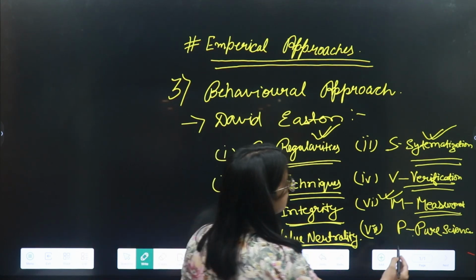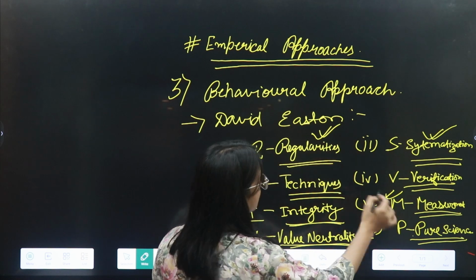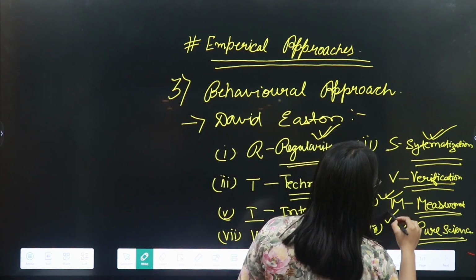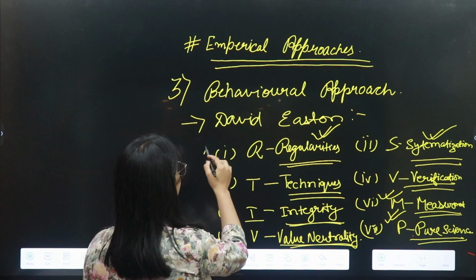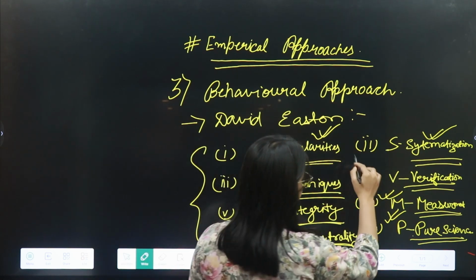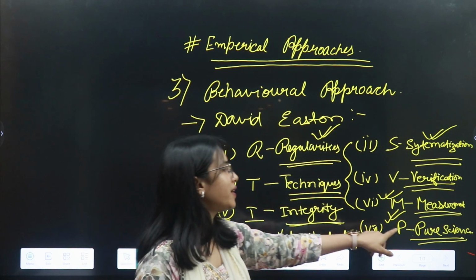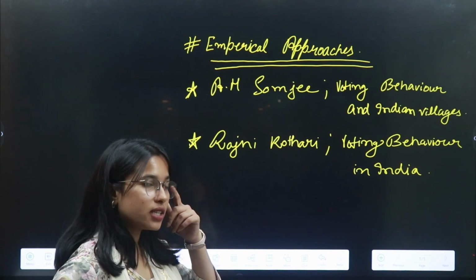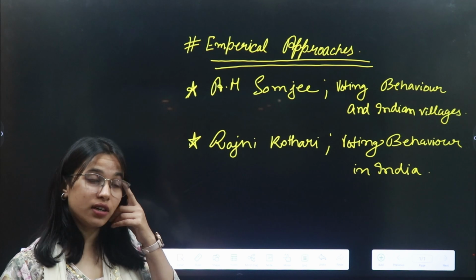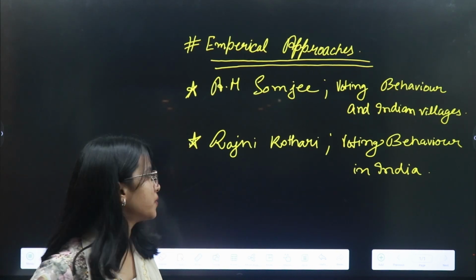Then we have pure science, that is, the characteristic of the behavioral approach should be like we are conducting pure scientific research. When we include all these methods in our behavioral approach study, it will automatically become a pure science. These are some of the writings that could be helpful in the study of the behavioral approach. Please note, and then we'll proceed further.